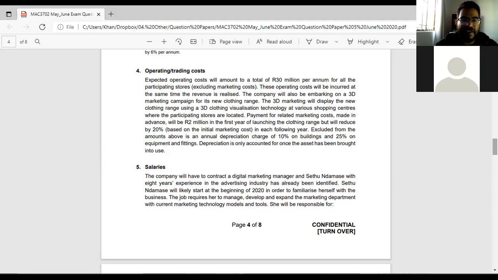Excluded from the amounts above is an annual depreciation charge of 10% on buildings and 25% on equipment and fittings. Depreciation is only accounted for once the assets have been brought into use. Remember, in financial management, we only focus on cash flows. Depreciation is a non-cash flow. So the fact that it is excluded, we want them to be excluded, so we do nothing with it. If it was included, we'd have to remove it.